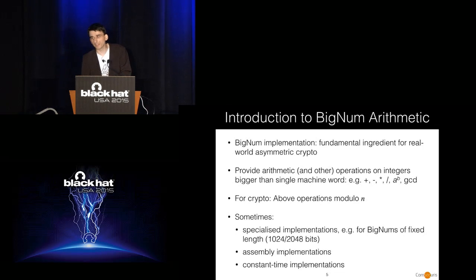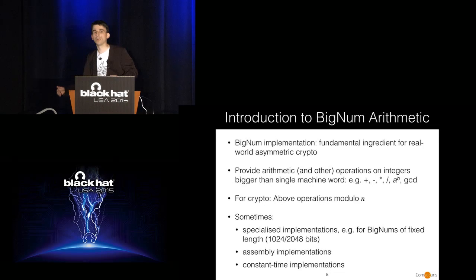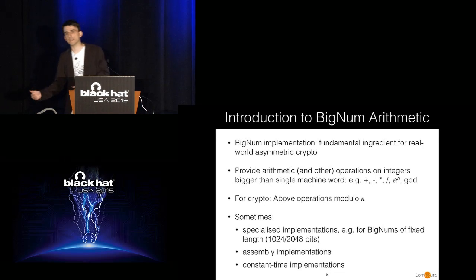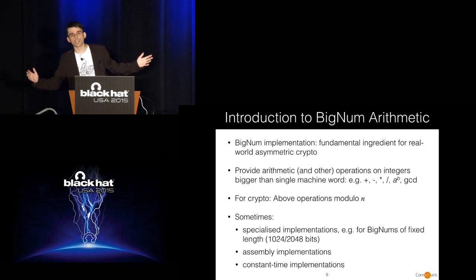I'm trying to be specific here because there are lattice-based algorithms as well. There are signature algorithms that are purely based on hash functions. They don't need them. So there are asymmetric algorithms that do not use BigNum implementations, but most of the widely used crypto, so RSA, DSA, most of ECDSA that is out there is based on computing with large numbers.